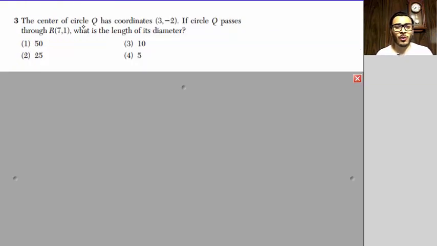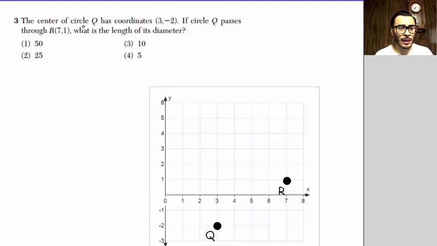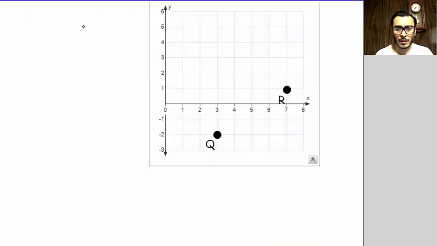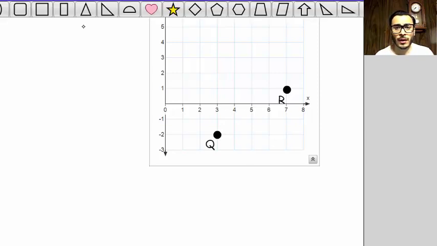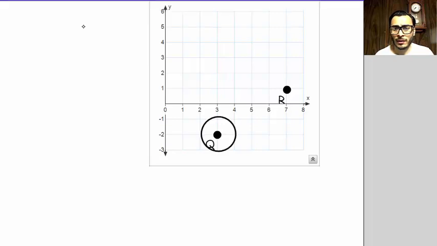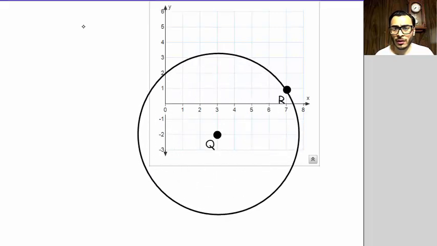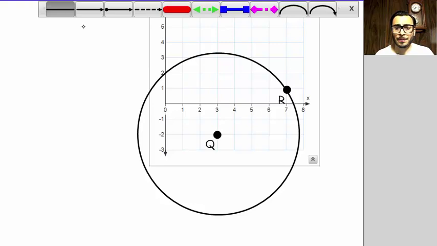All right, number 3. The center of circle Q has coordinates (3, -2). If circle Q passes through R (7, 1), what is the length of the diameter? So here's the approach I'm going to take here. I'm going to plot the points. Some of you are thinking, why doesn't he just use the distance formula? Yeah, you could do that, but I'm going to take a different approach here. I'm going to plot the 2 points, and I'll just go ahead and sketch the circle, right? The center is at Q, and it says that the circle passes through point R, and they want the diameter.